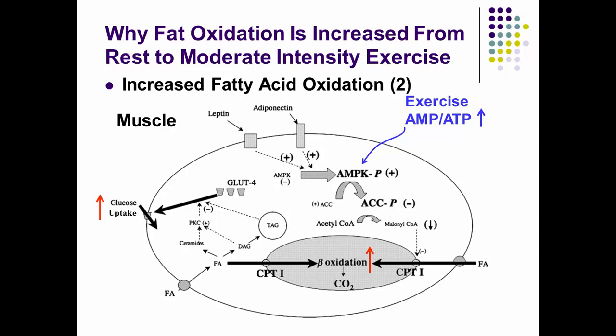So the two reasons: one is the availability of fatty acids increases because catecholamine levels increase and insulin level decreases. And second is because AMPK activity increases, which promotes more fatty acid transport and utilization, right? So for these two reasons, fat utilization is increased from rest to moderate intensity, right?